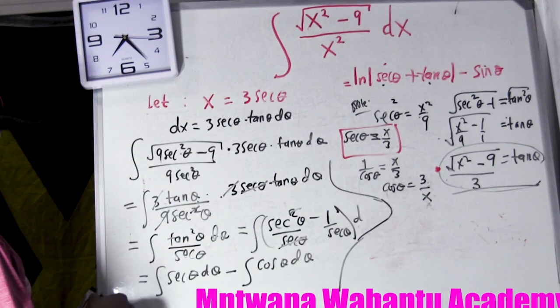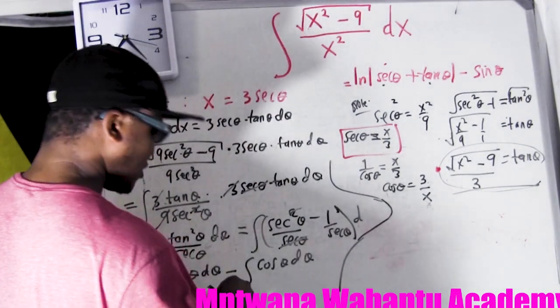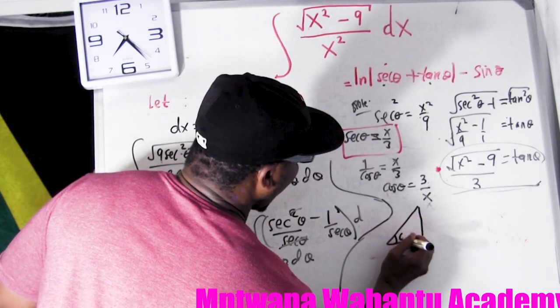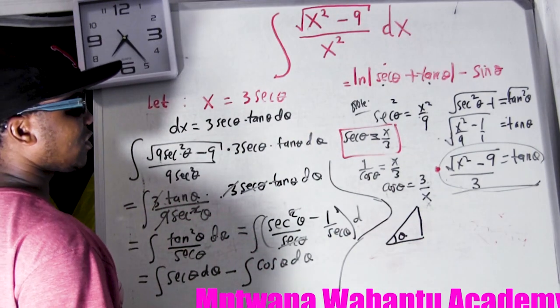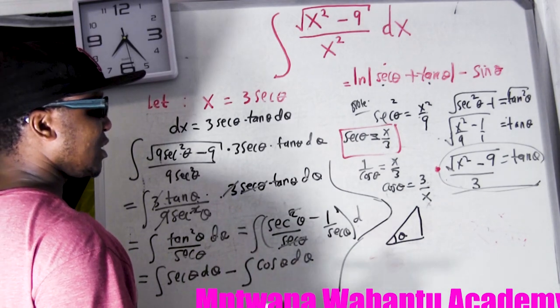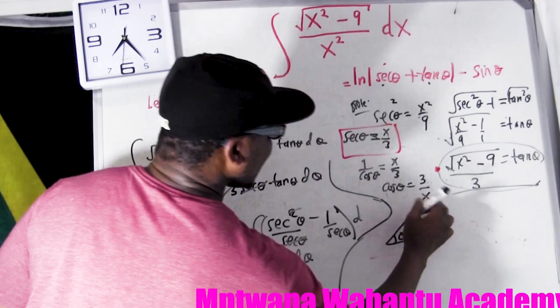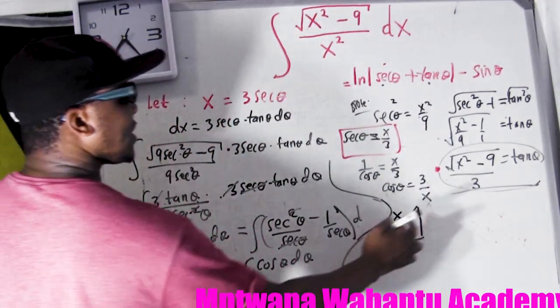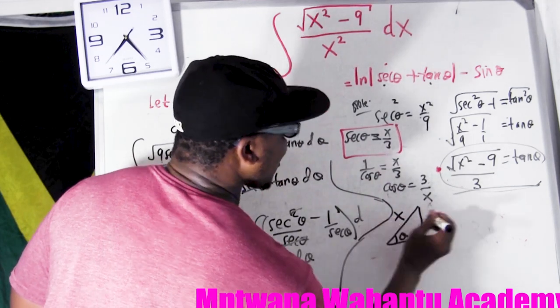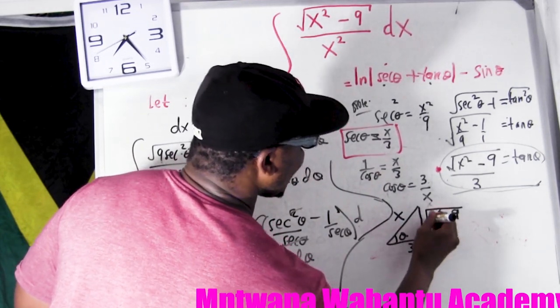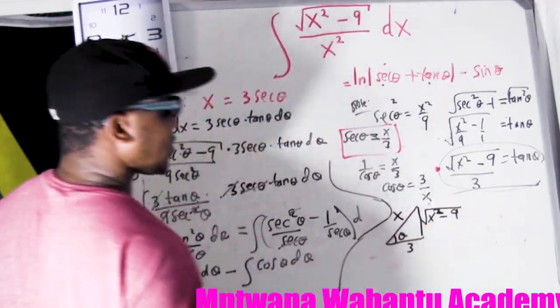So for that case, let me draw a little triangle here. A very small triangle, with our angle equal to theta. But what is cos? Cos equal to adjacent over hypotenuse. So adjacent equal to 3 and hypotenuse equal to x. So we can get the opposite. How are we gonna get the opposite? x squared minus 9, because 3 squared equal to 9, from the law of Pythagoras.